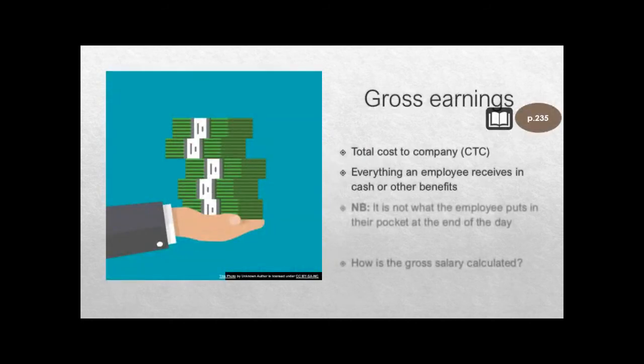Okay, so make sure that you know what gross earnings is. Your gross earnings are basically your cost to company. It's everything that the employee receives. So it's your basic salary, any fringe benefits, any overtime, any bonuses.